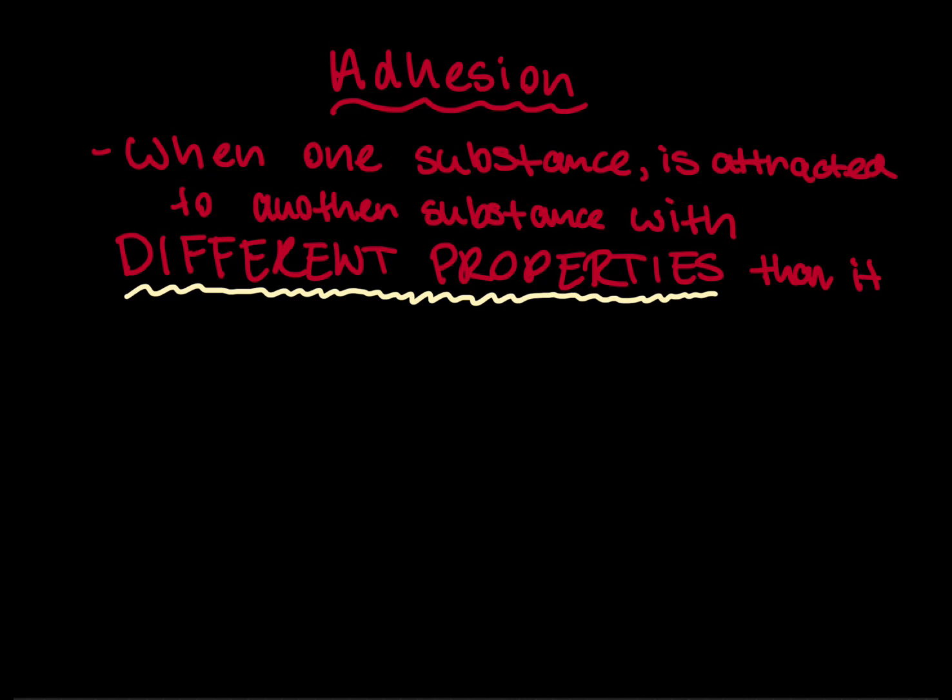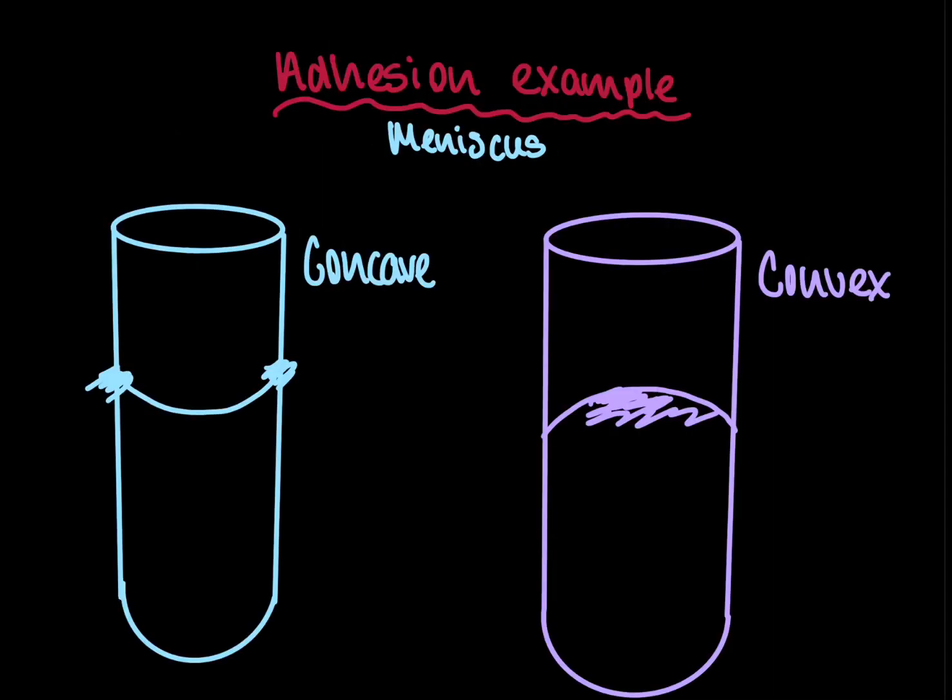Now that we've covered cohesion, we can apply what we've just learned to understand adhesion. Adhesion is when one substance, which in this case is water, is attracted to another substance with different properties than it. The most common example that you'll probably see is water in a test tube forming a meniscus. I know that I'm throwing all of these new terms at you, but you'll see that they will all connect to each other to make logical sense later.